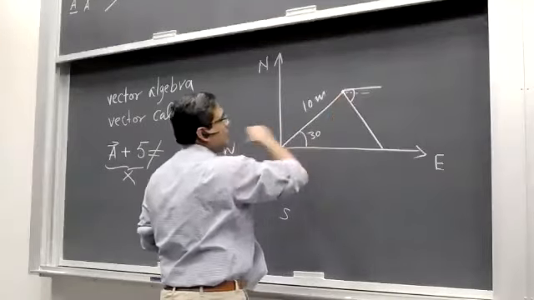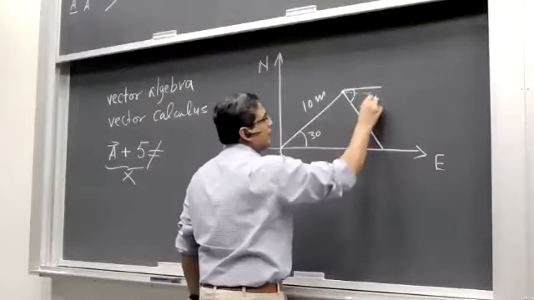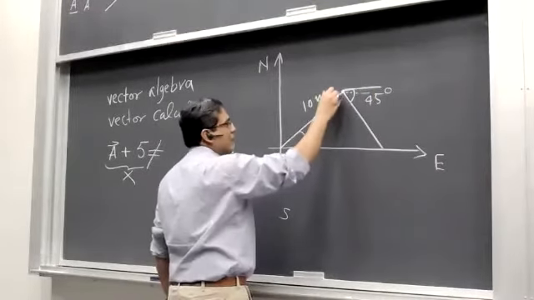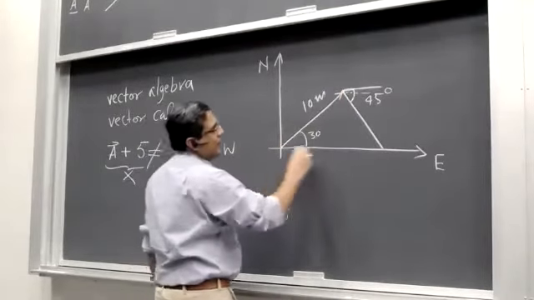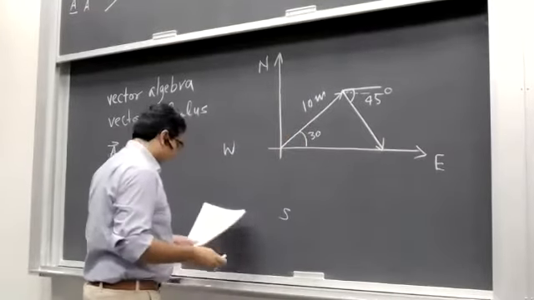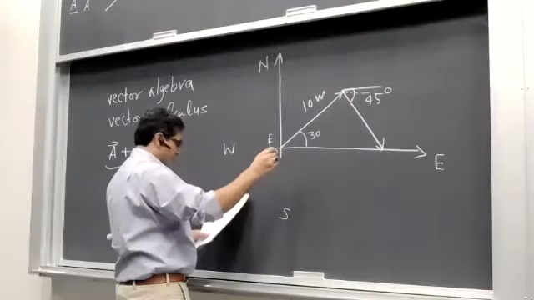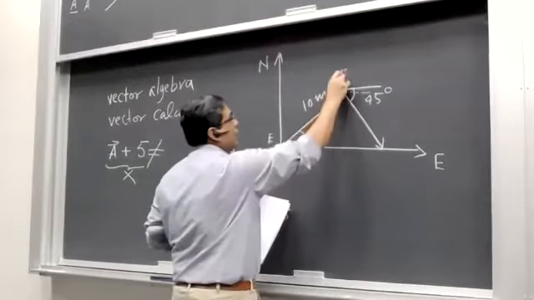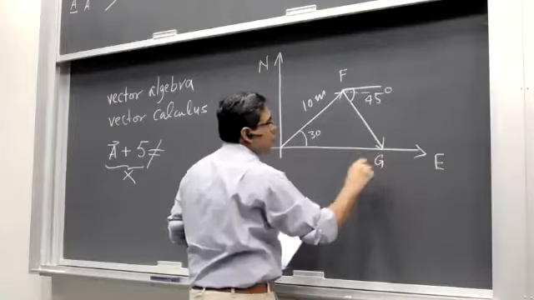Then goes, let's say, 45 degrees southeast and ends up here. So the first segment of the journey we represent by this path, and the second segment of the journey by this path. And let's say that the starting point is E, and then this person goes to point F and then ends up at point G.